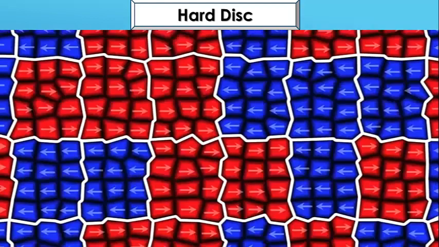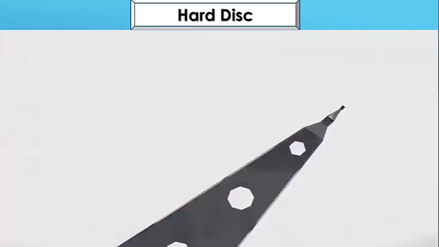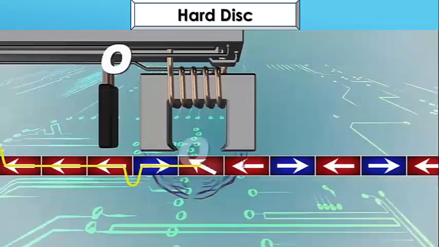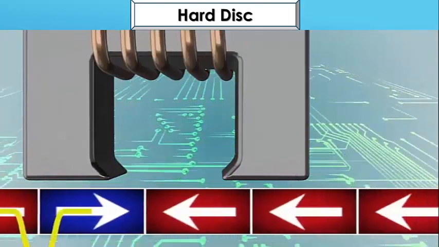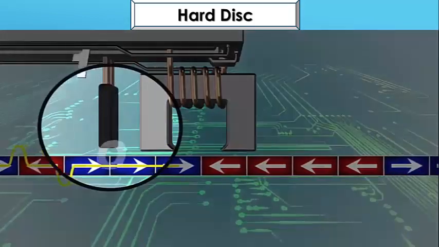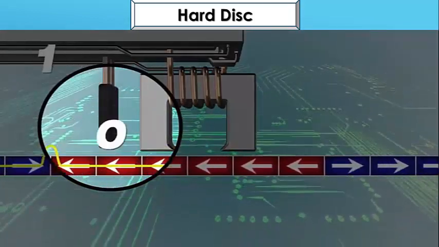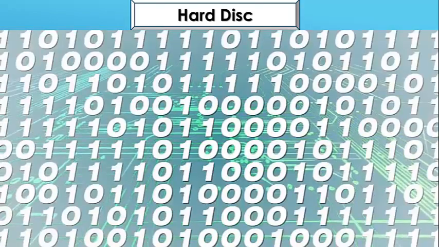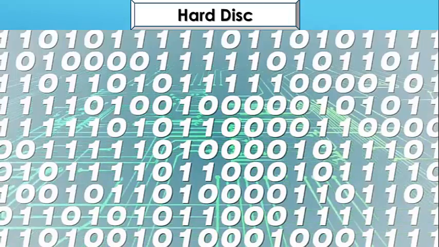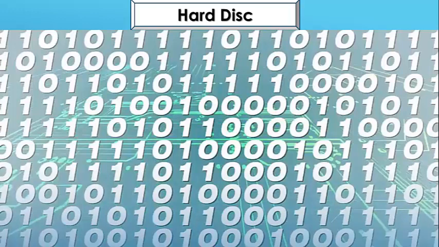A hard disk is made up of a collection of disks, known as platters. The platters are coated with magnetic material, and each platter consists of several invisible circles called tracks. The tracks are further divided into sectors. Data is recorded on these tracks in the form of tiny magnetic spots. The presence of a magnetic spot represents the bit 1 and its absence represents the bit 0.